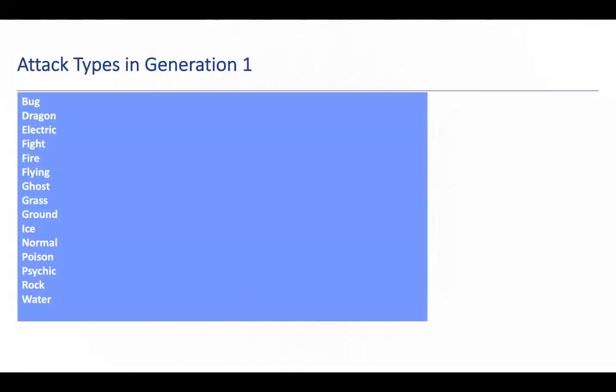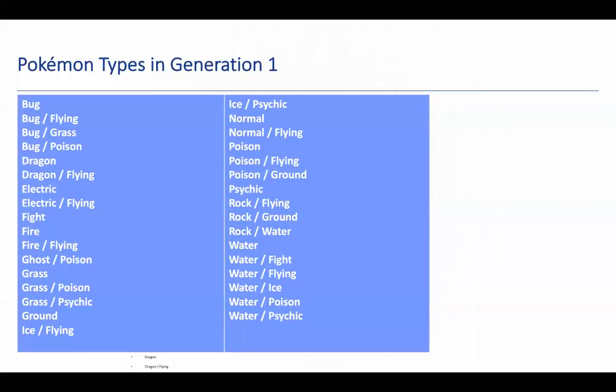The attack types that we're going to have in generation 1 Pokemon are these. As I mentioned, there are 15. And then the Pokemon types are these. And you can see that not all combinations are in play because the list would obviously be much longer. But these are the ones that are in play for generation 1.